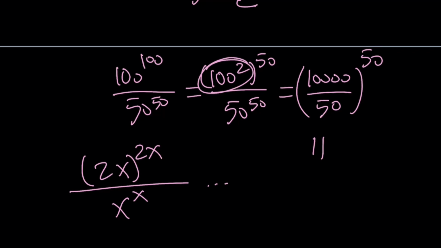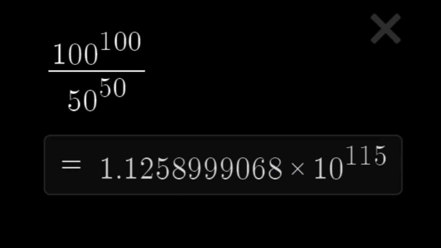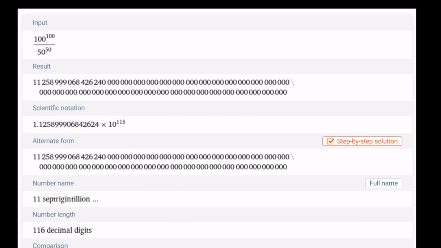This doesn't bring us to the end of the video yet, because I'm going to show you some numerical values. Here's one of the values that you can find from Wolfram Alpha, Desmos. Wolfram Alpha gives us the following, and also a beautiful name, which is 11 septuagintillion. It's kind of hard to say, but it's also much bigger than a googol.